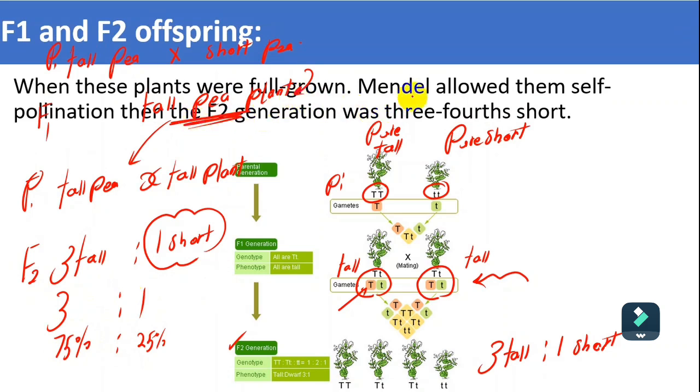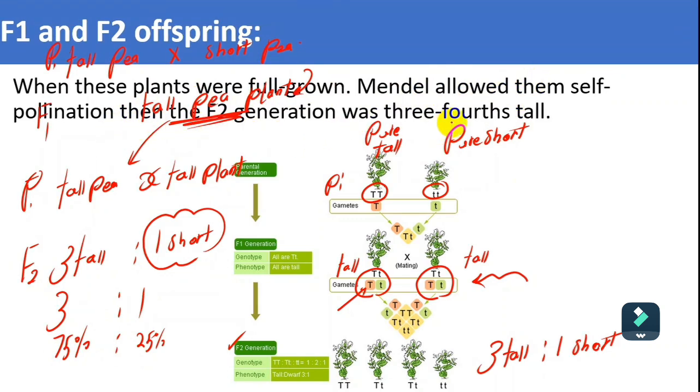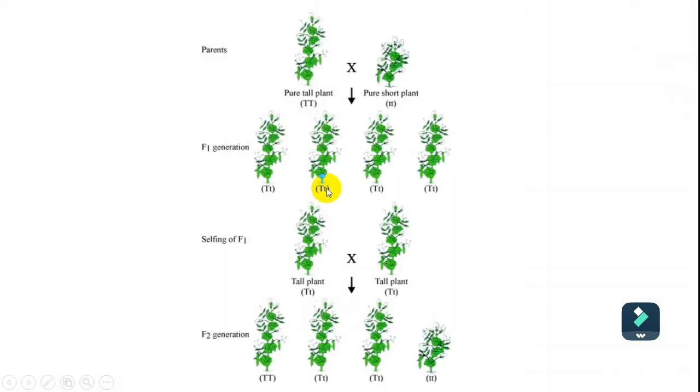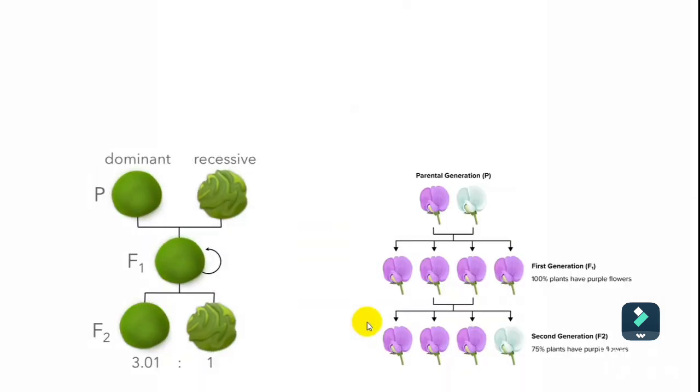When these plants were fully grown, Mendel allowed them self-pollination. Then F2 will be 3/4 tall, meaning that we have 75% tall and only 25% short. So the second generation resulted from this. This is the parent: we have pure tall with pure short. All of the first generation will be tall. But in the second generation, it will be 3 tall and only 1 short. 3 tall and only 1 short.